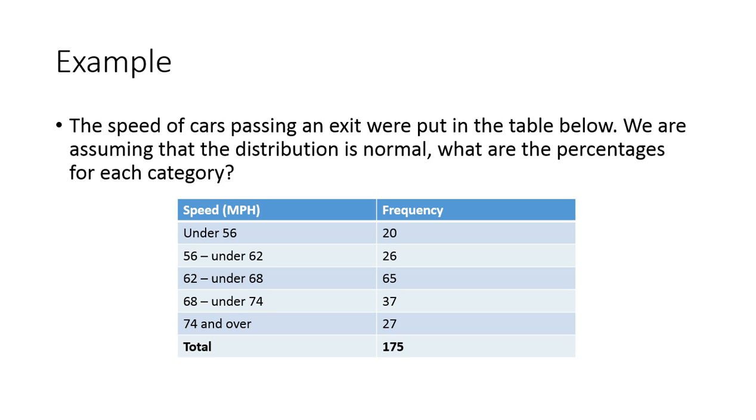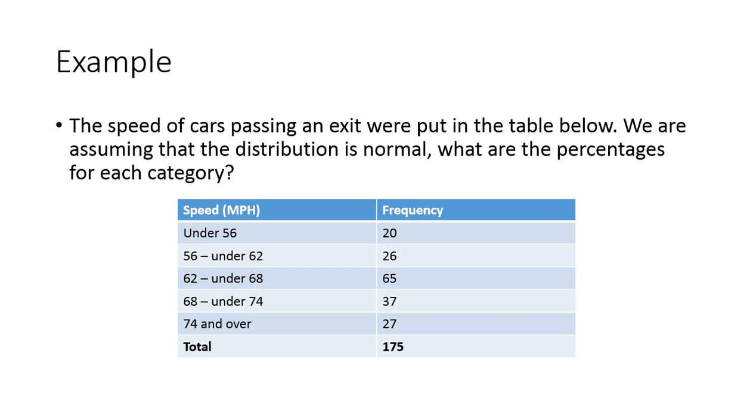Now we're going to look at this example. The speeds of cars passing an exit are put on this table. What we want to know is whether the speeds of the cars as they pass this exit follow a normal distribution. What we have to find first is what percent should fall within each category. What percent of the cars should be under 56 miles per hour? How much should be between 56 and 62? Between 62 and 68? From 68 to 74? And how much should be over 74 miles per hour?